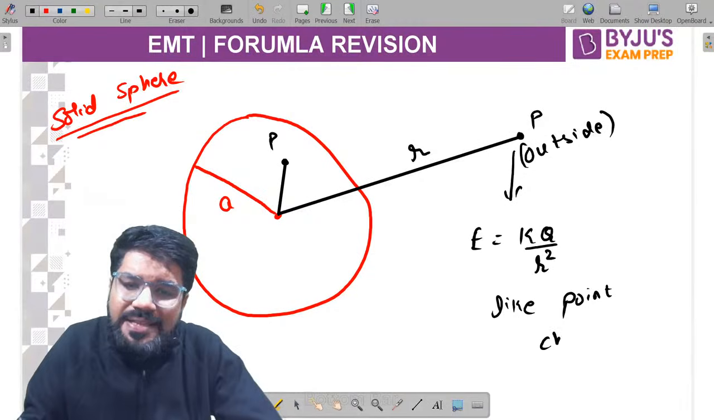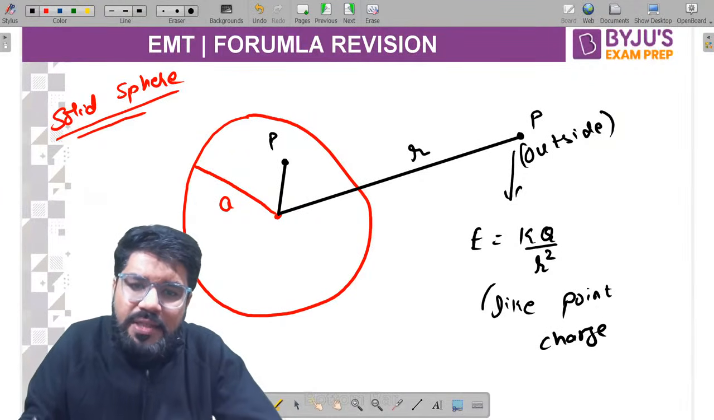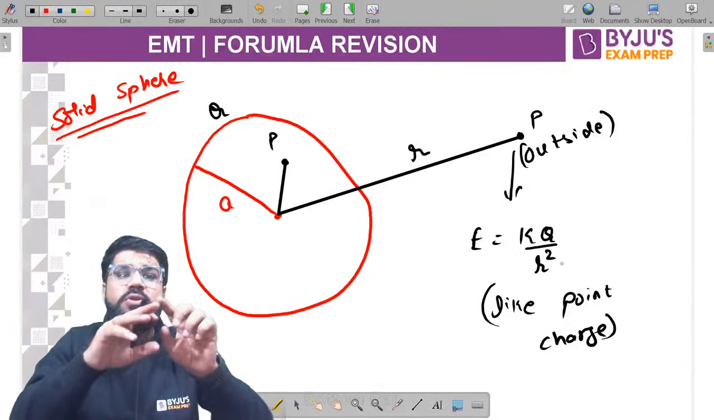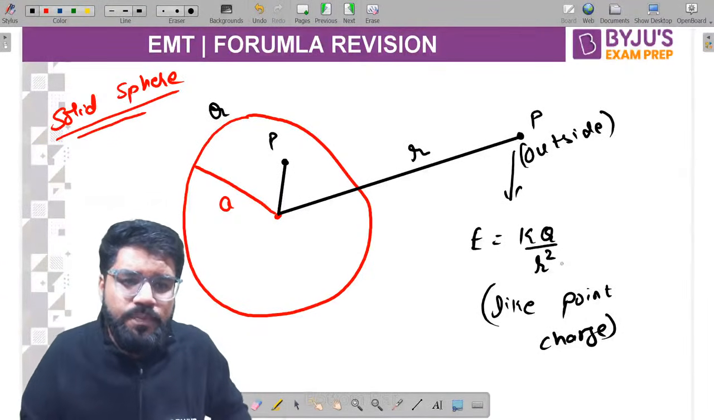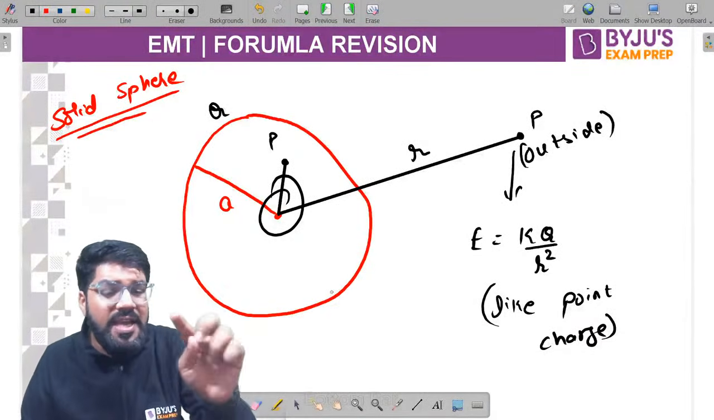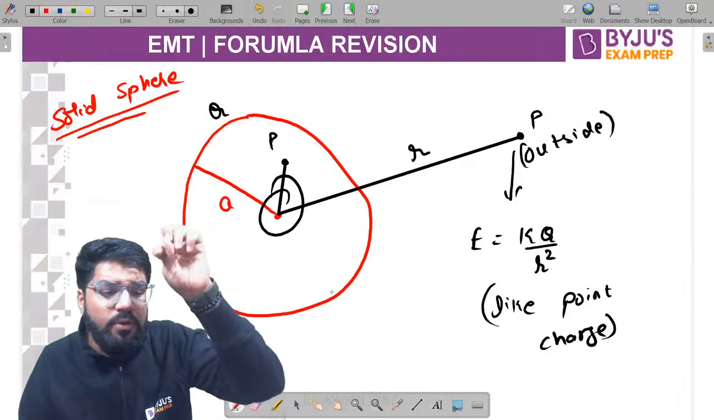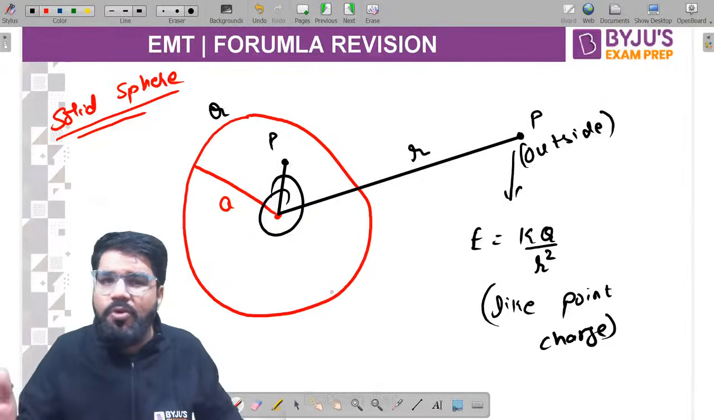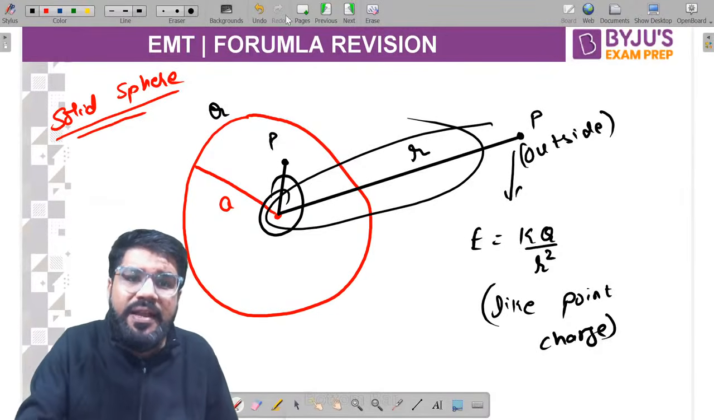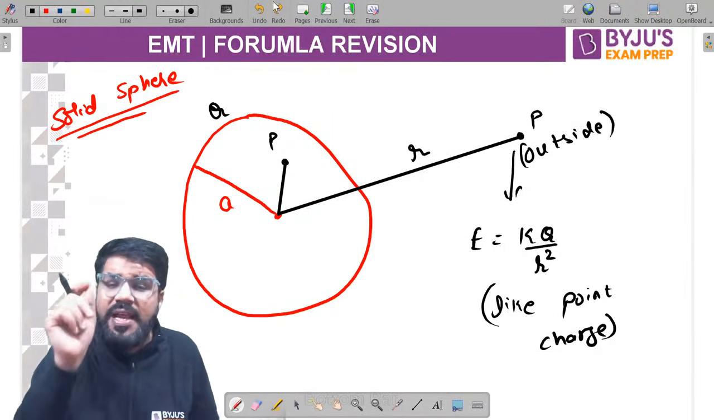So what you can imagine is, suppose the total charge carried by the sphere is q, and suppose it was just a point charge q located at the center. Suppose there was no sphere, only a point charge having the same magnitude of charge q, located at the center of the sphere. Then what is the electric field of a point charge? kq by r square, r is the distance. So electric field at any point outside the sphere is just like the point charge.